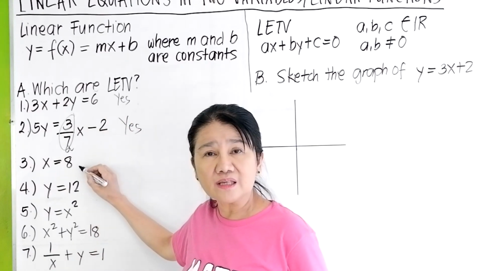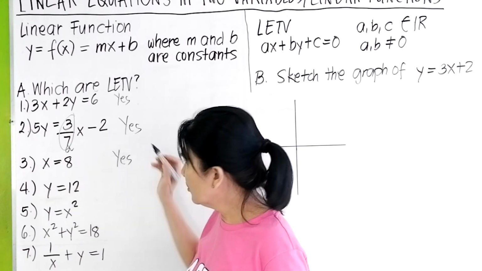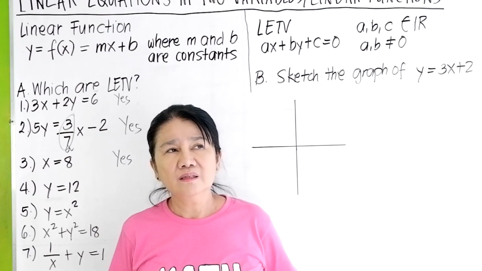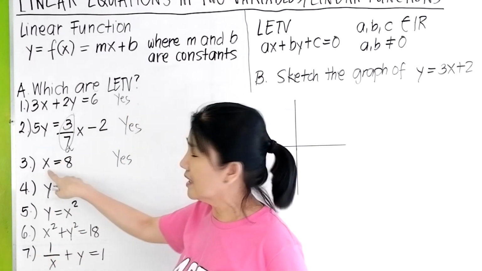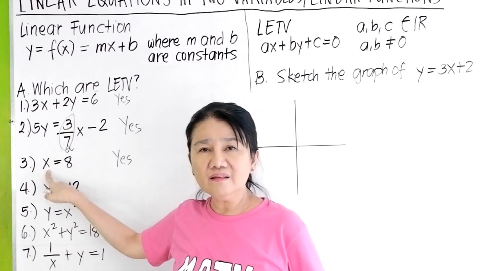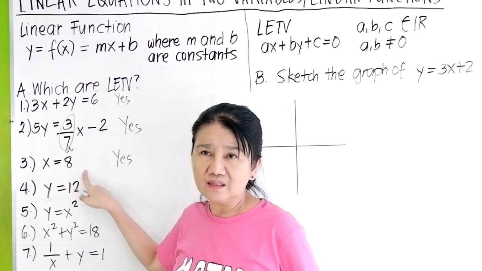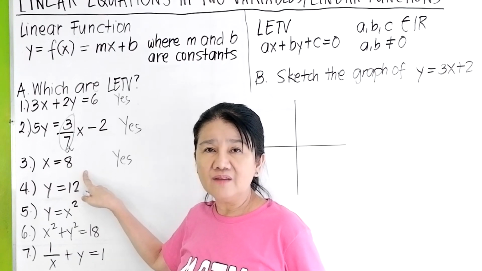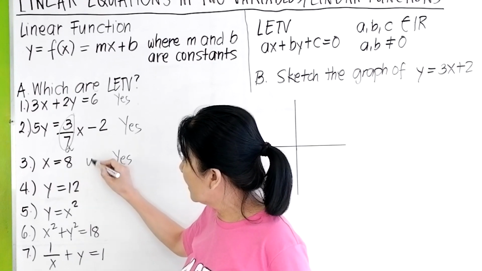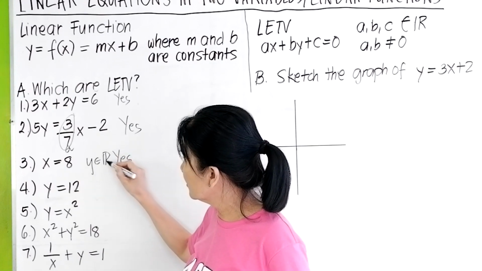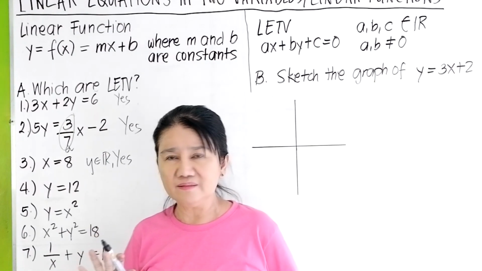Now, what about x equals 8? Still yes. The question is, Mom, how is that a linear equation in two variables where I only have one variable here? In the Cartesian plane, when we graph this, you will see that you will still have a line. And here, it is understood that y is an element of the set of real numbers. We will explain that once we move on to graphing.